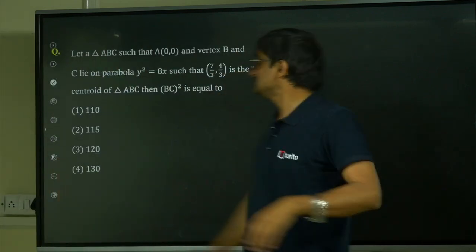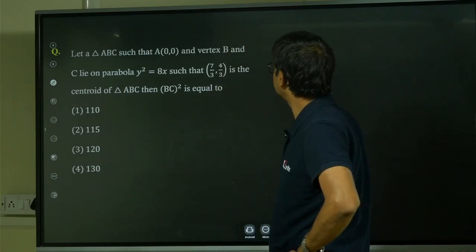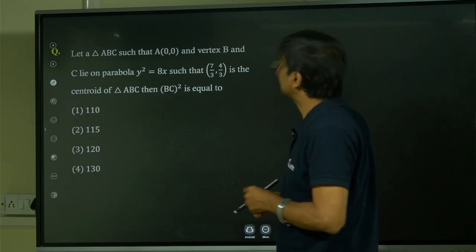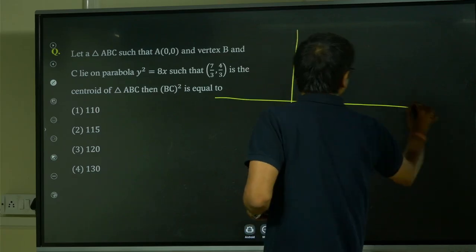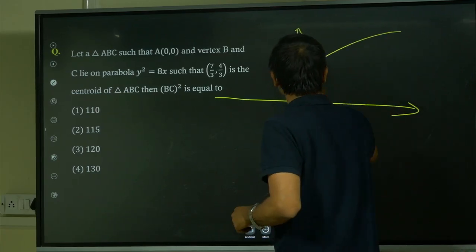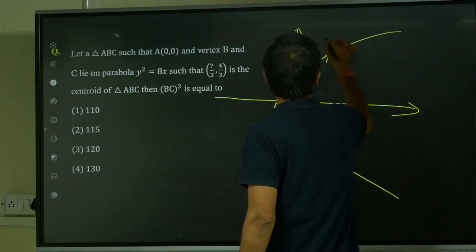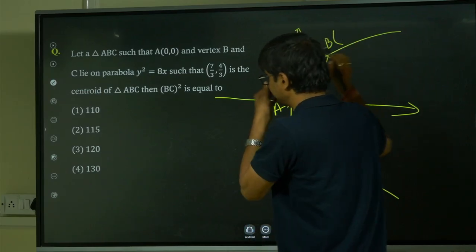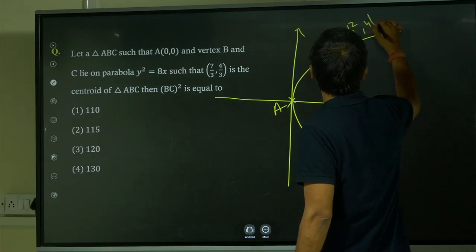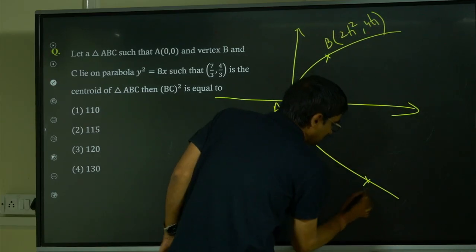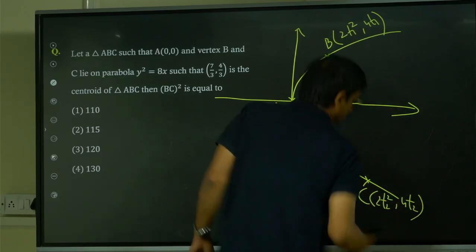In a triangle ABC such that A is at the origin, vertices B and C lie on the parabola. So it's a horizontal right-opening parabola. Okay, so here we have A, let's say this is B, A is 2, isn't that? So (2t1 square, 4t1), and let's say this is C, (2t2 square, 4t2). Fine.